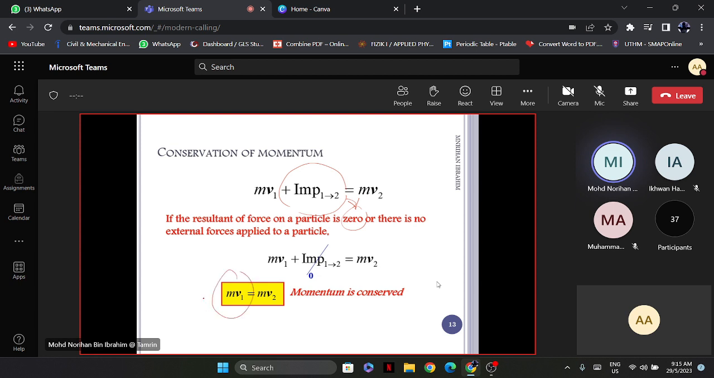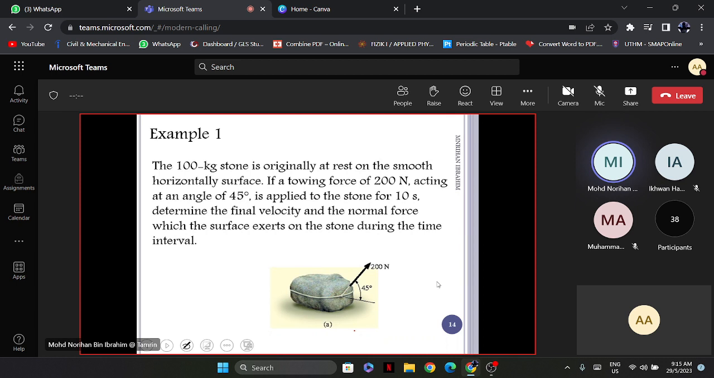So we can write down the equation m v1 is equal to m v2, where m v1 represents the initial condition and m v2 is the final. Okay, therefore we can write down the equation m v1 is equal to m v2. Let's have a look at this example 1.